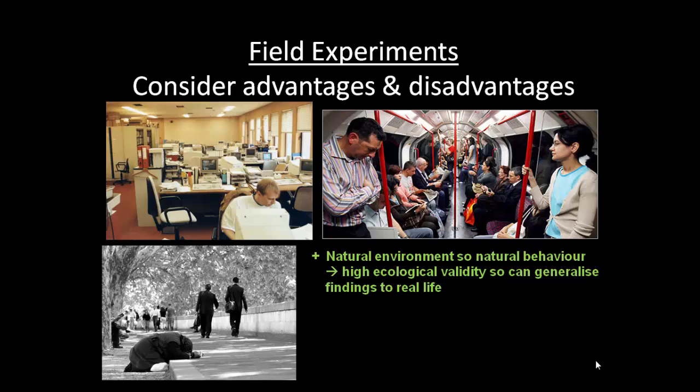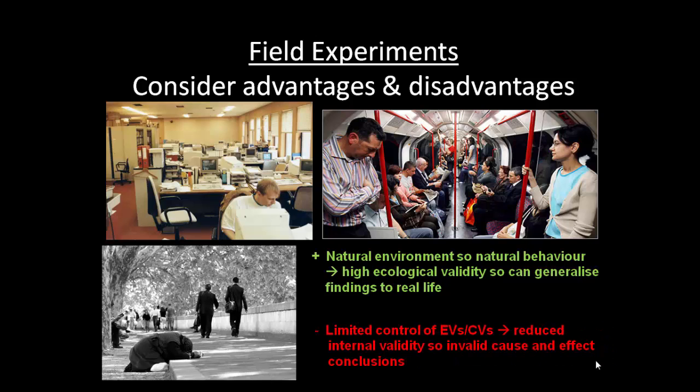One of the greatest strengths of natural experiments is that because they're conducted in a natural environment, we tend to get natural behaviour. This gives us high ecological validity, and this is a strength because it means we can generalise findings to real life. But the biggest weakness is that because it's conducted in a natural environment, it means we have limited control over the EVs or CVs. And this leads to reduced internal validity in the experiment, so it means we have invalid cause and effect conclusions.